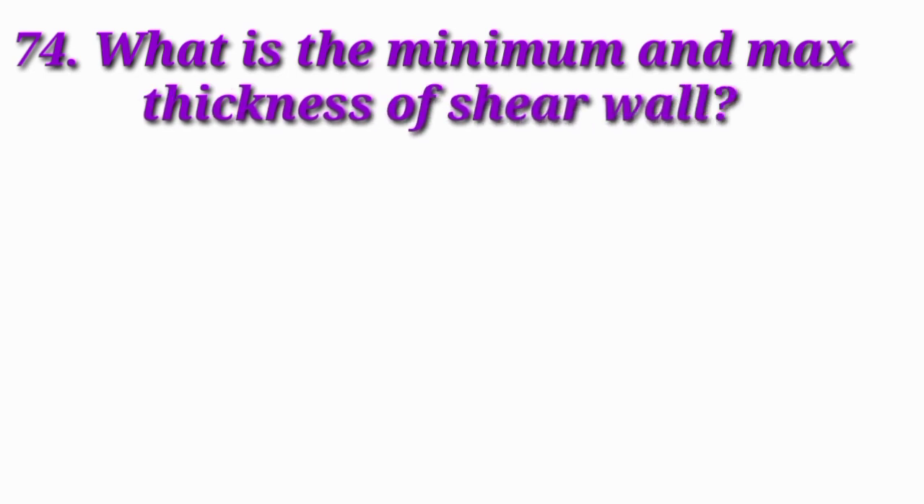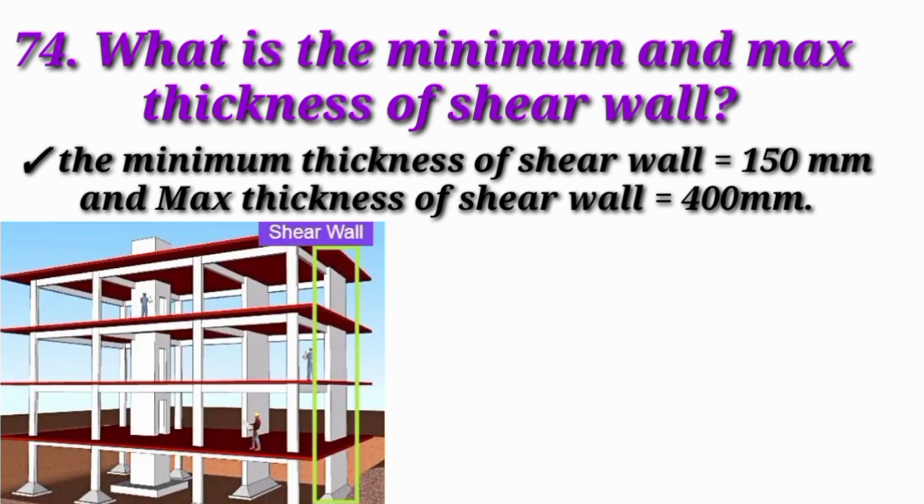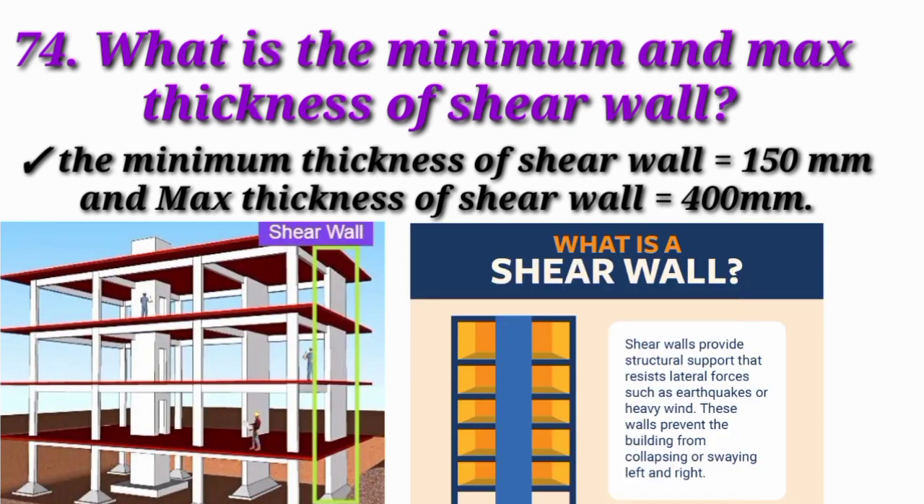Next, 74. What is the minimum and maximum thickness of shear walls? The minimum thickness of a shear wall is 150 mm and the maximum thickness is 400 mm. You see the figure. A shear wall provides structural support that resists lateral forces such as earthquake or heavy wind. This wall protects the building.